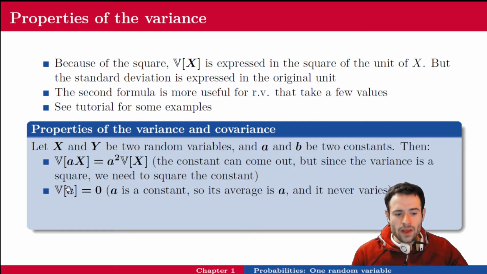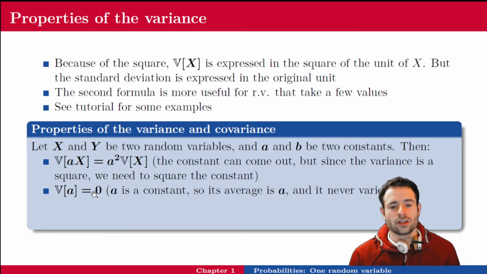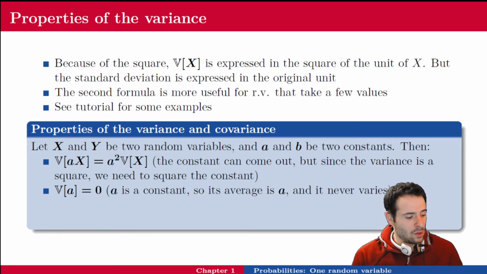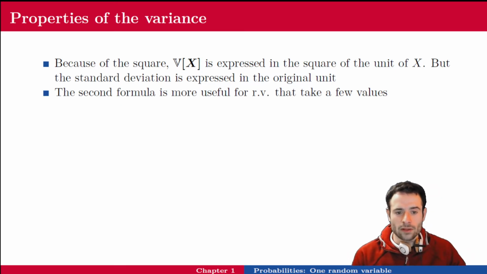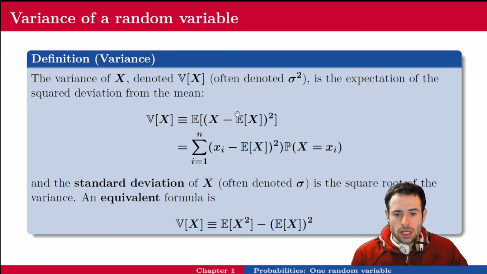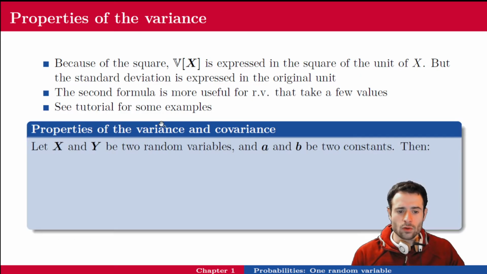The variance of a is 0. Why? Because a is a constant. So the average will be equal to a. And going back to the formula, if the average is equal to a and x always takes the value a, then we are going to get a minus a plus a minus a plus a minus a plus a minus a. We are going to get a sum of zeros. And the variance will be equal to 0.